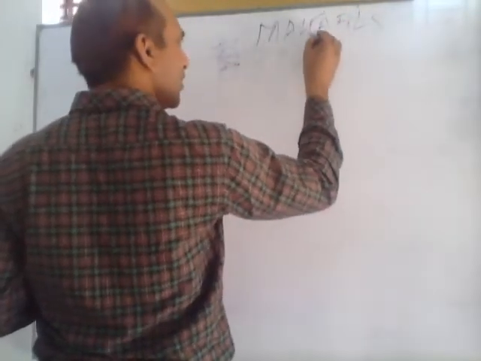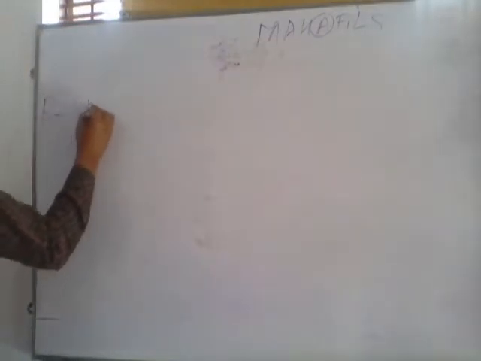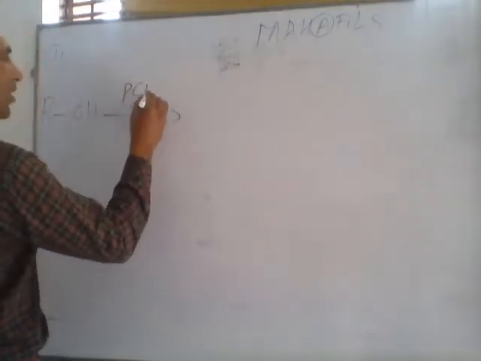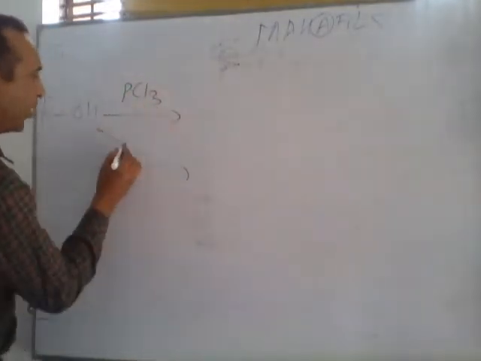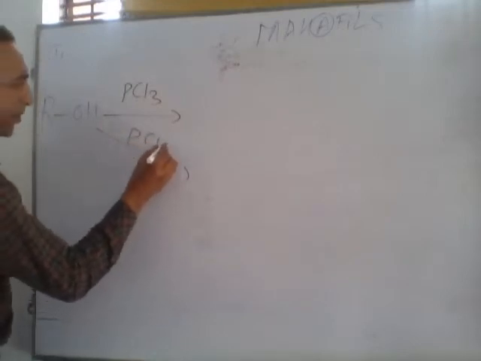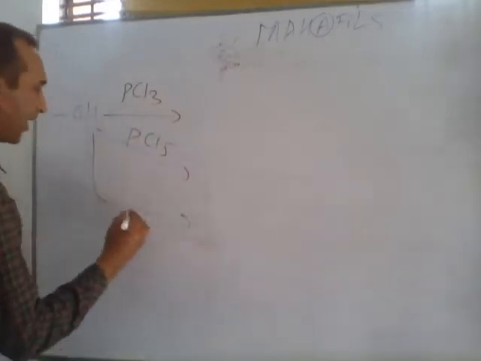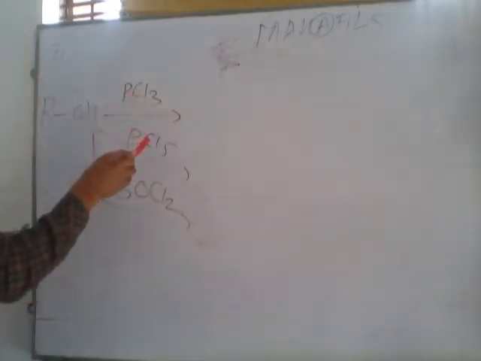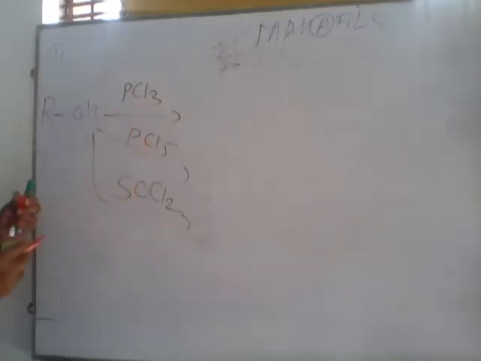So now this fourth, A for alcohol. This is ROH, the fourth method, alcohol. Listen, if alcohol reacts with PCl3, alcohol reacts with PCl5, otherwise alcohol reacts with SOCl2. SOCl2 is called thionyl chloride. PCl3, PCl5, otherwise thionyl chloride.